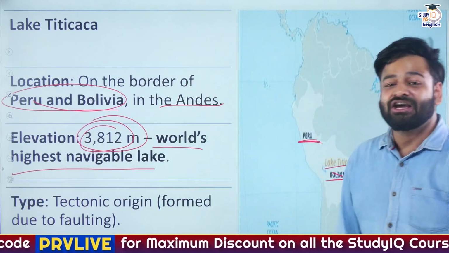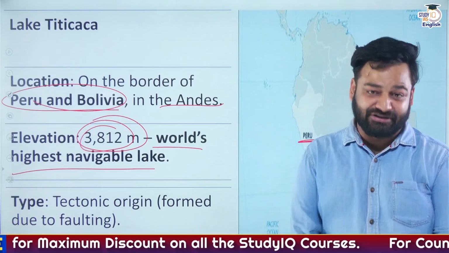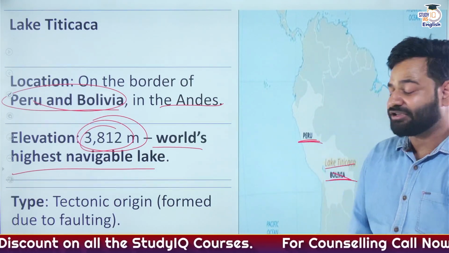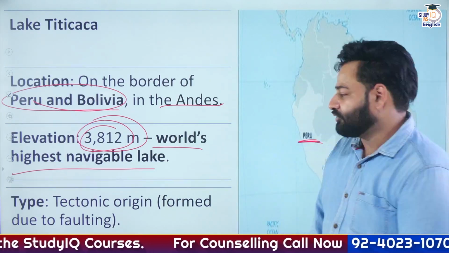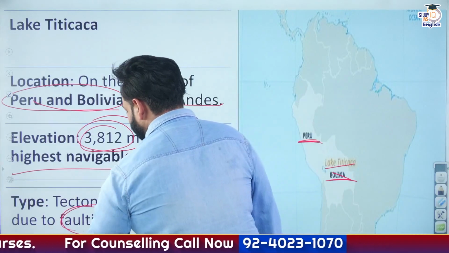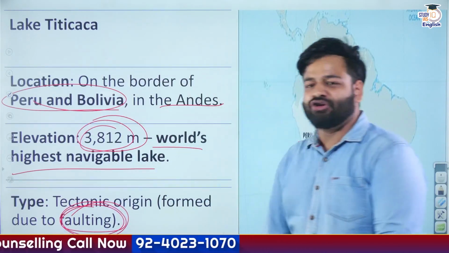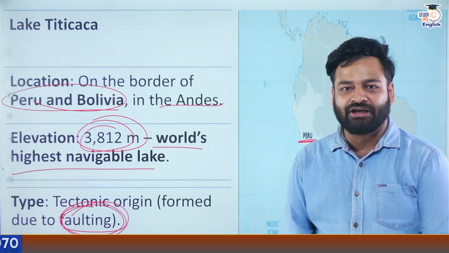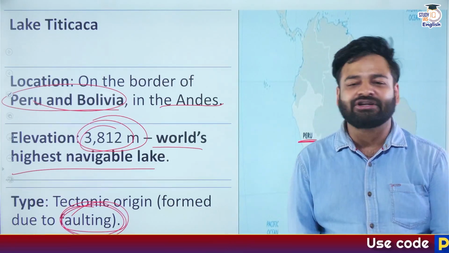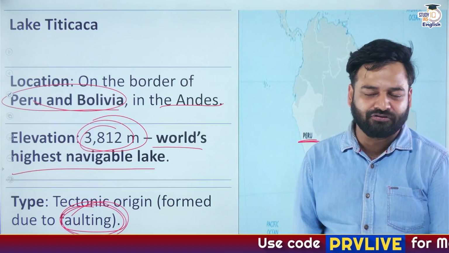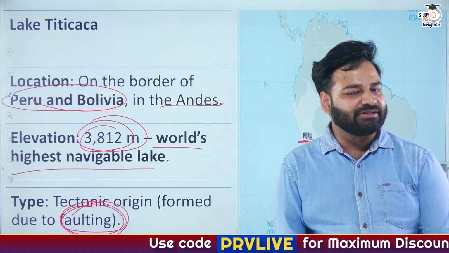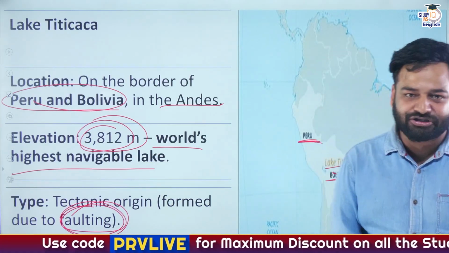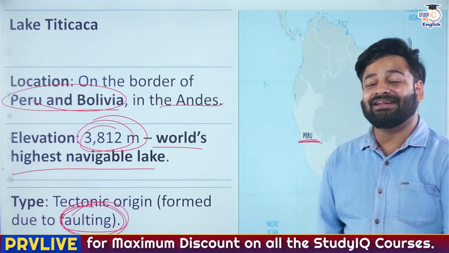Elevation is 3,812 meters. And apart from that, it is of tectonic origin, formed due to what? Due to faulting. So in your geography, you will encounter these terms. What is faulting? It is a type of plate tectonic movement, and because of this faulting, we have got this location, this lake that is known as Lake Titicaca.